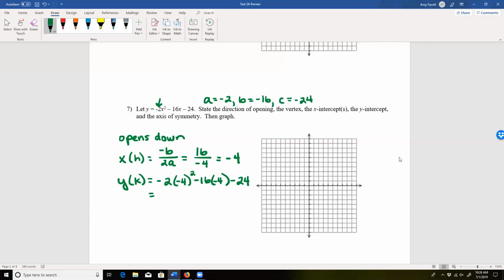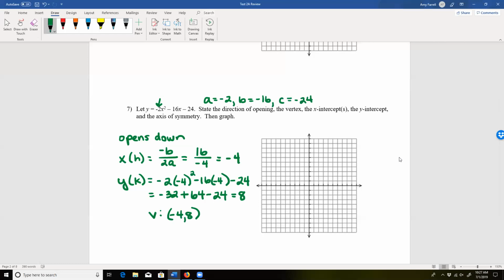By order of operations, we do the square first. So positive 16 times negative 2 would be negative 32, plus 64, minus 24. So it looks like we're going to get 8. So our vertex is the point (-4, 8).